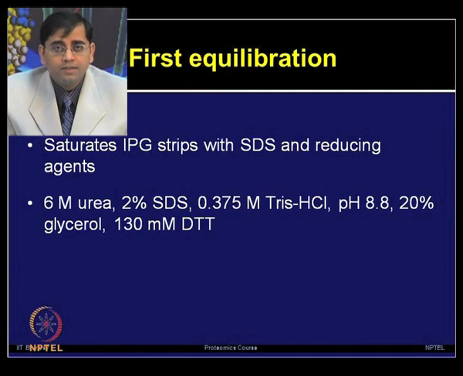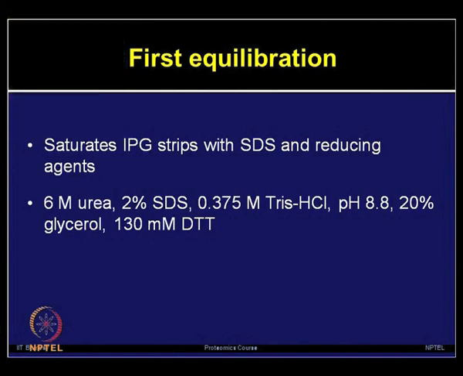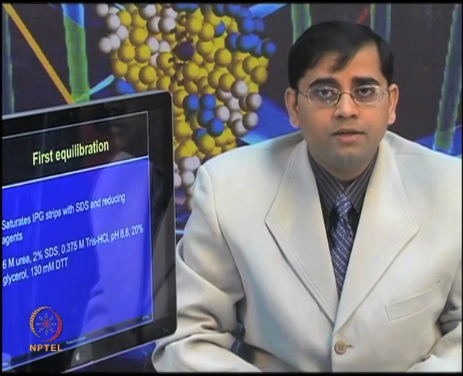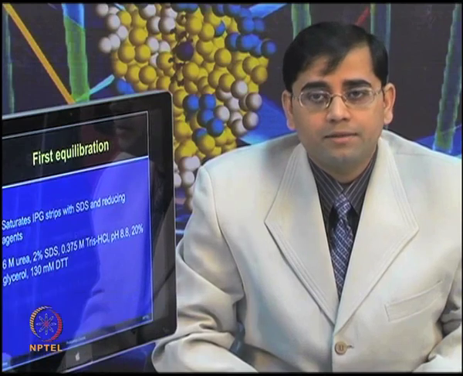Either you add DTT, dithiothreitol, or you add IAA, iodoacetamide. Please note, this recipe is given only for your reference. People try slight modifications of this concentration and recipe for doing the equilibration step. As I mentioned, in this buffer you can add DTT, and that will be used in the first equilibration step. The first equilibration step can be performed for 10 or 15 minutes depending upon your strip length.